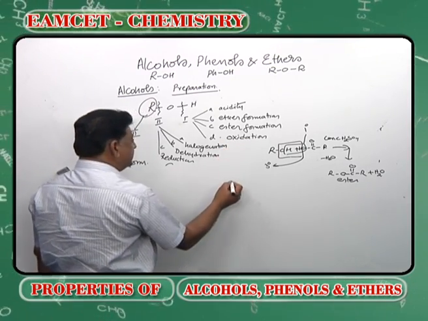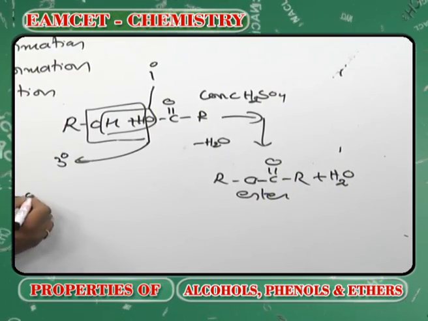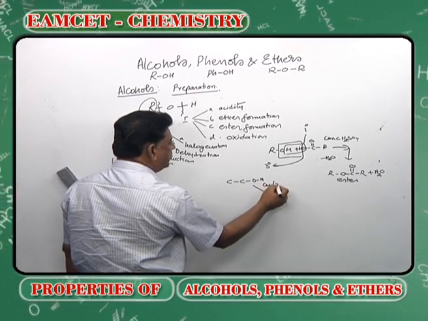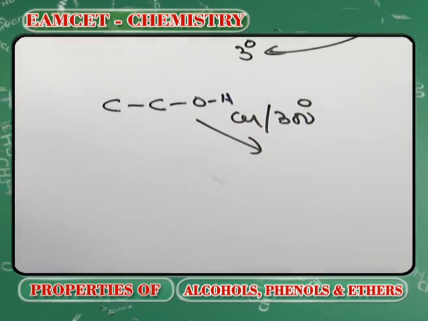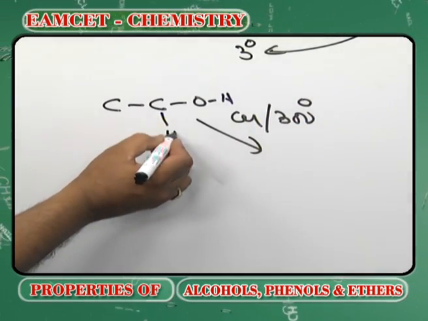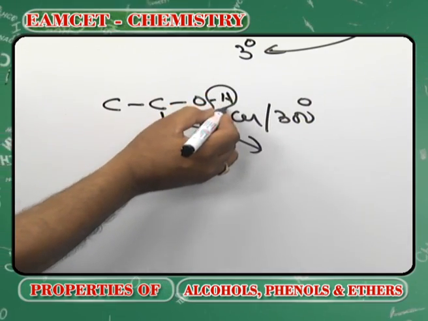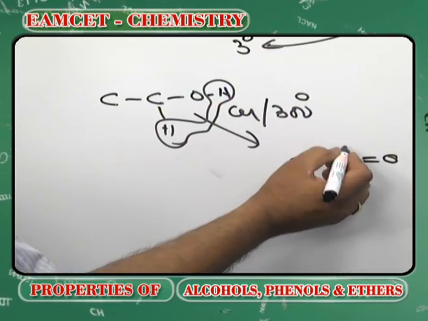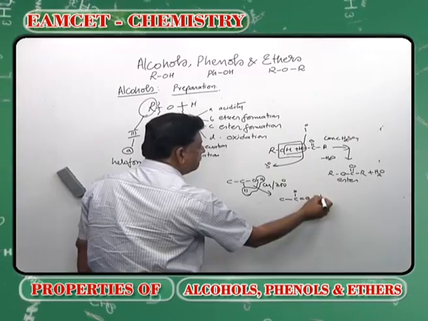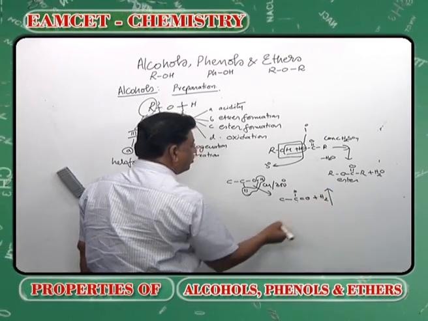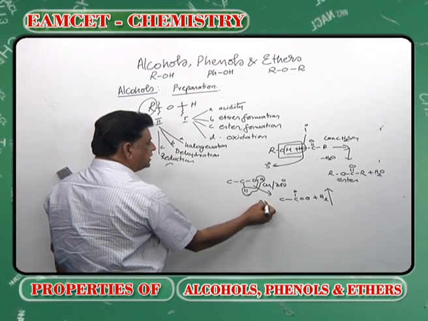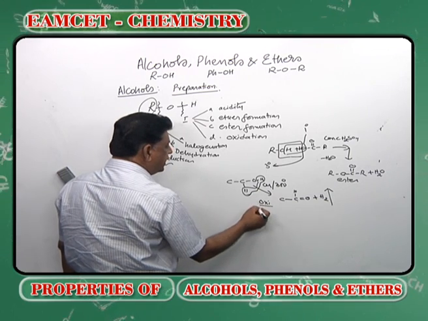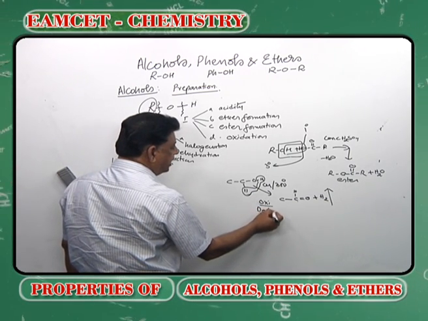Lastly, oxidation. Ethyl alcohol undergoes two types of oxidation. One is heating with copper at 300 degrees. This is called mild oxidation. In the mild oxidation, what happens? One H from here and one H from here are removed, and you get a carbonyl compound, with liberation of hydrogen. The reaction is nothing but oxidation because of removal of hydrogen. It is also specially called dehydrogenation.